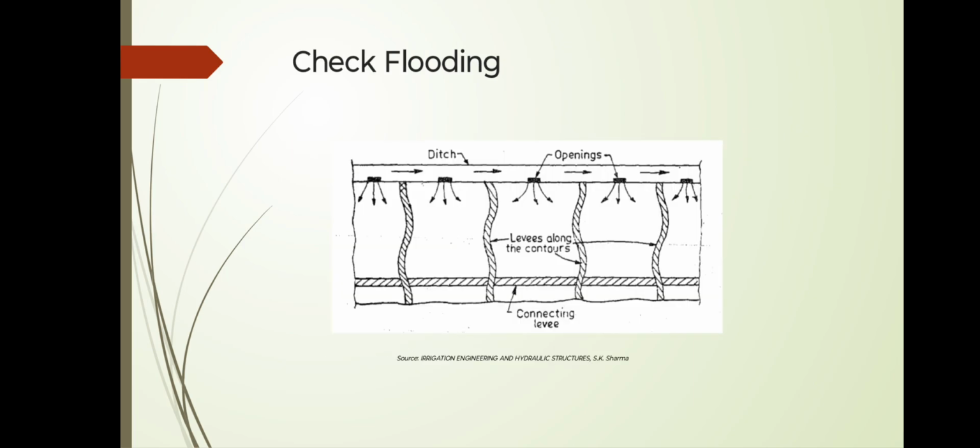Now, check flooding. Check flooding is similar to ordinary flooding, except that the water is controlled by surrounding the checks and the area with low and flat levees. Levees are generally constructed along the contour and have a vertical interval of about 5 to 10 centimeters. These levees are connected with cross levees at convenient places as shown in the figure, and the confined plot area varies from 0.2 hectare to 0.8 hectares.